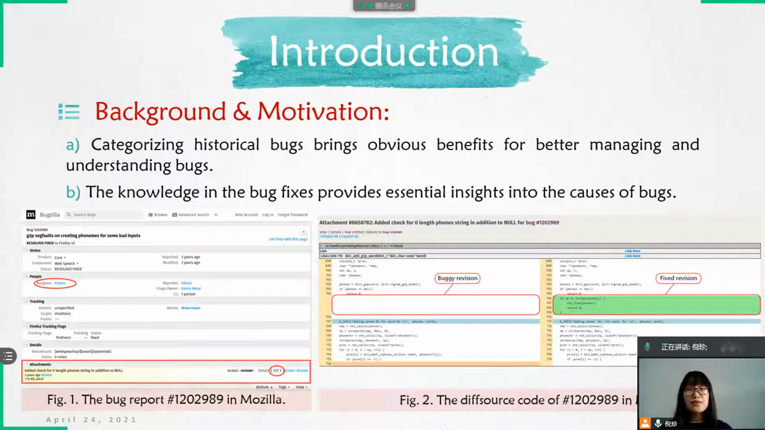Actually, in order to verify the existence of the observed correlation between bug causes and the AST level modifications in the bug fixes, we did a preliminary analysis. The details are introduced in the article.